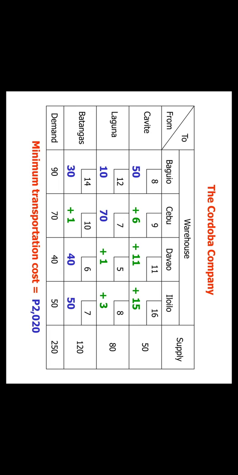So this is your stepping stone method, which relies heavily on your visual skills because you are supposed to imagine the closed path of each and every unused cell when you analyze each tableau. So if you're not too comfortable about your visual skills, then you may want to go to the next video where I would already discuss another optimization technique, but one that already relies more on your mathematical skills.